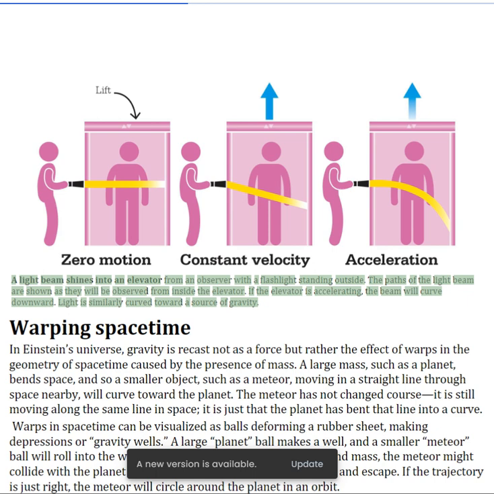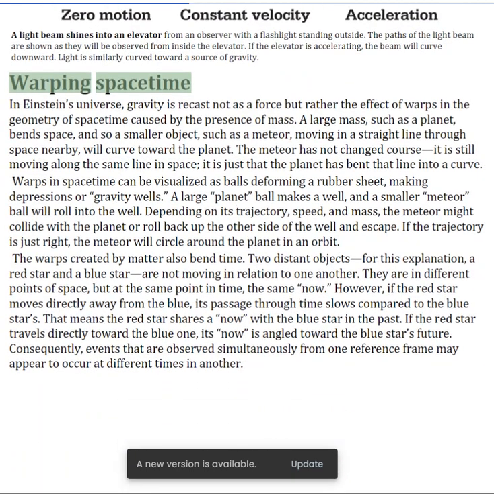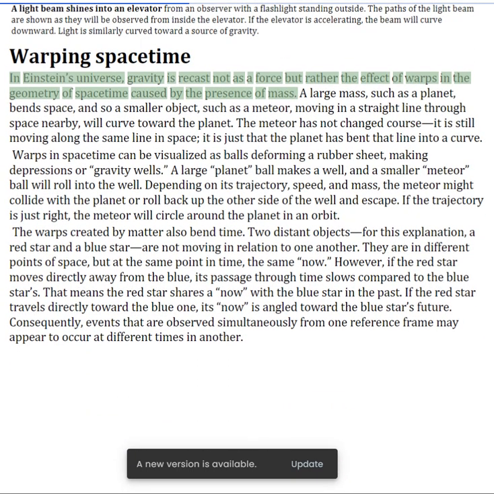A light beam shines into an elevator from an observer with a flashlight standing outside. The paths of the light beam are shown as they will be observed from inside the elevator. If the elevator is accelerating, the beam will curve downward. Light is similarly curved toward a source of gravity. Warping spacetime. In Einstein's universe, gravity is recast not as a force but rather the effect of warps in the geometry of spacetime caused by the presence of mass.